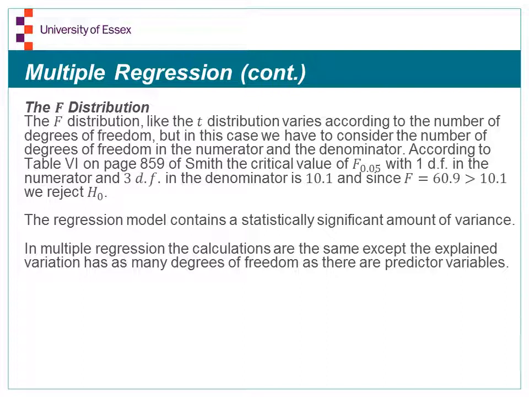So 60 is bigger than 10, and so we've definitely got enough evidence to reject H0 and conclude that our model is explaining some of what's going on. Remember, it's not telling me which variables inside the model are strong or weak, it's just telling me that there are variables in this model that are worth keeping. So it's quite a handy little test if we just want to see how a model as a whole is behaving without having to worry about all of the individual parts.